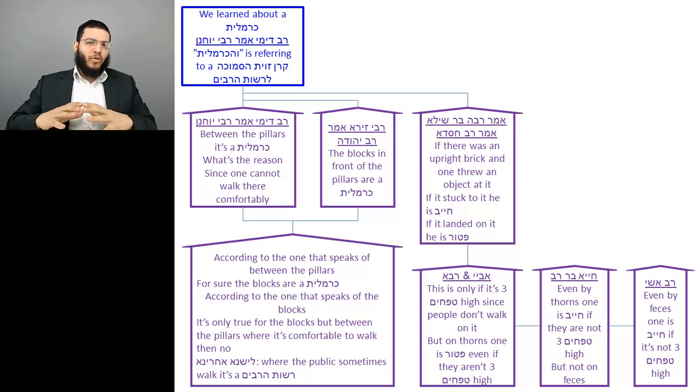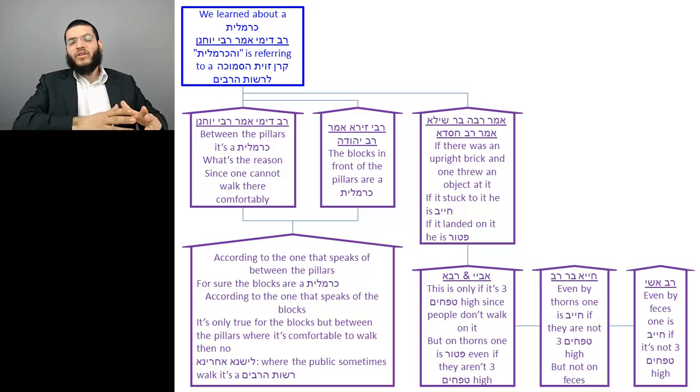So Abaye and Rava say thorns are considered automatically separate from the rishus harabim. Chia Barav argues and says that it's not separate, but feces are automatically separate. And Rav Ashi says even feces are not considered separate. And he holds it's necessary to have the height in order to be considered separate. So this is the second series of teachings, or it's one teaching with commentary on it. The second teaching that we presented, and that is about a brick.